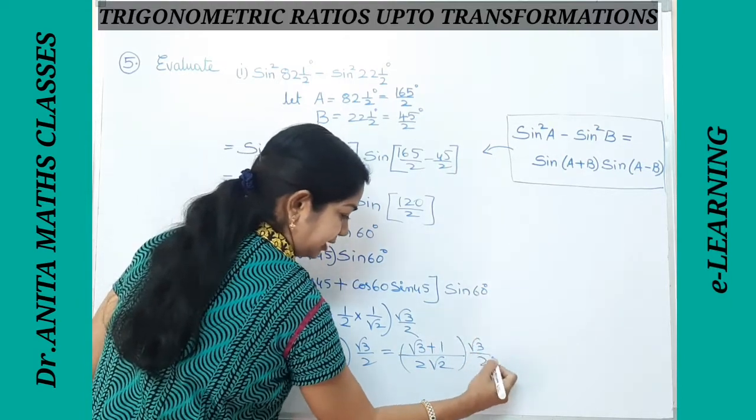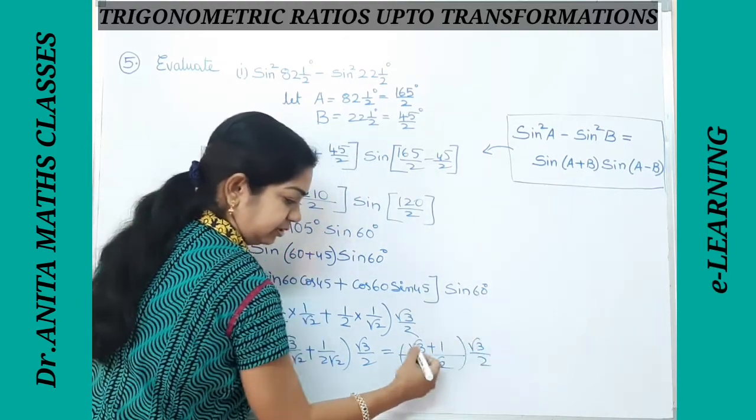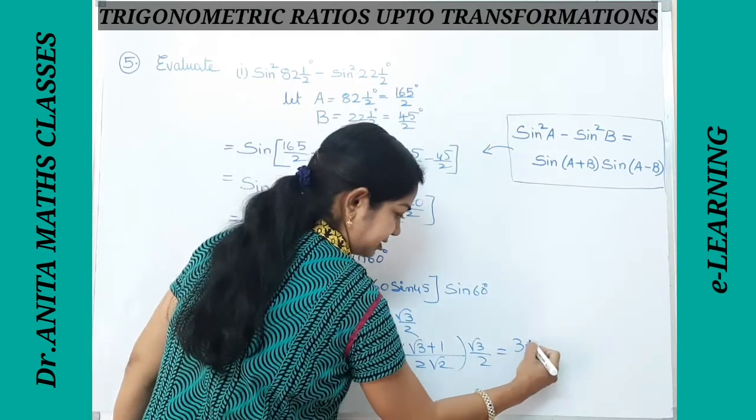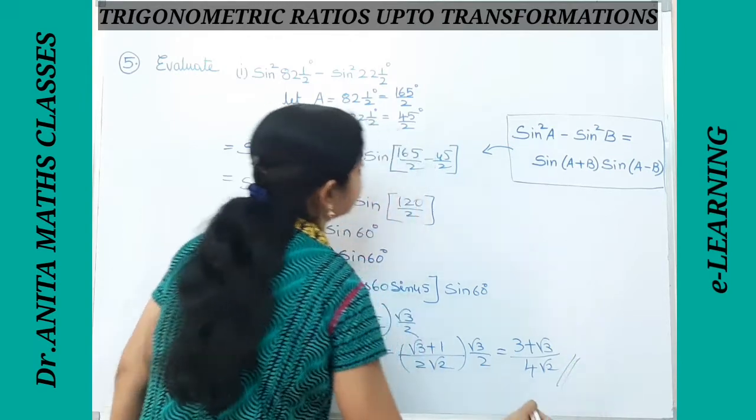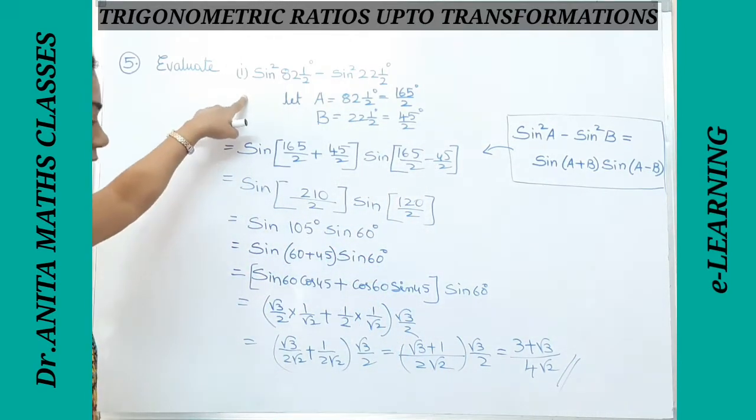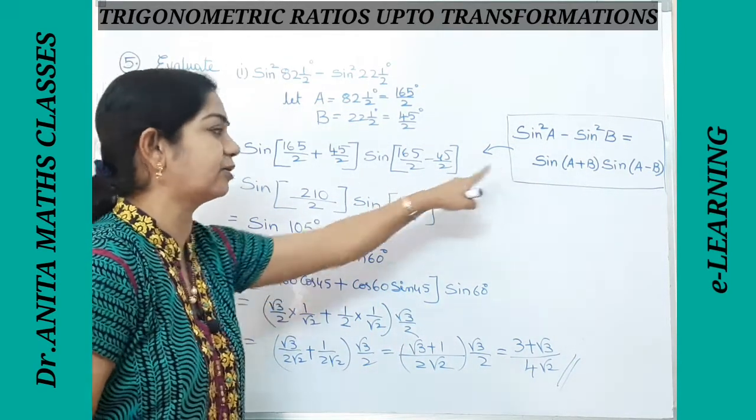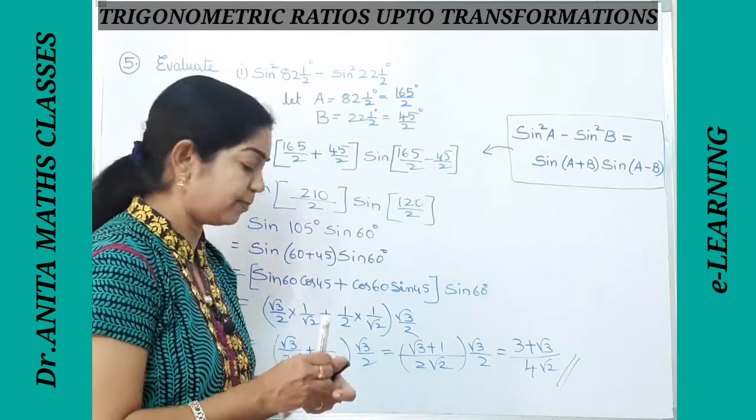If you multiply them, root 3 into root 3 comes to 3, plus root 3, by 4 root 2, is the final answer of this value. So we should be perfect with the formulas. Pause the video and note it down.